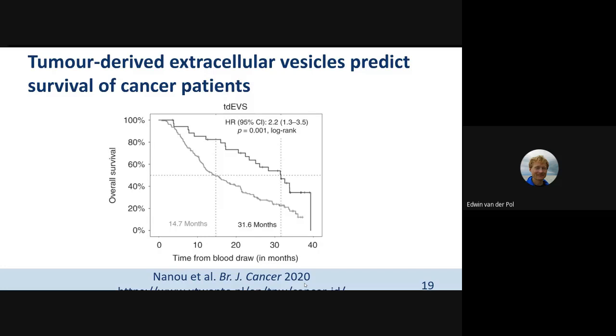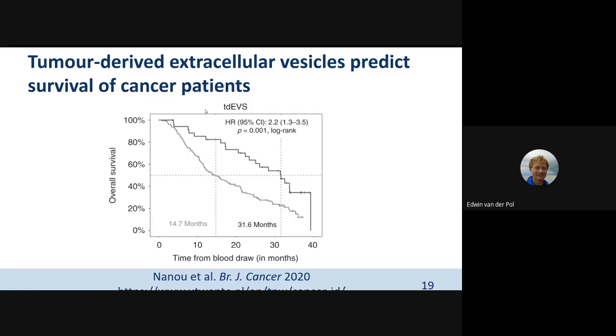And she took 7.5 milliliter of blood from these patients, and she estimated the number of tumor-derived vesicles in this 7.5 milliliter of blood. Now, she did not have the tools to measure all the vesicles present, but only the larger ones. And then she set a cutoff, in this case of 20. And she said, okay, if a patient has more than 20 tumor-derived EVs in the blood, I expect this patient to die earlier than when this patient doesn't.